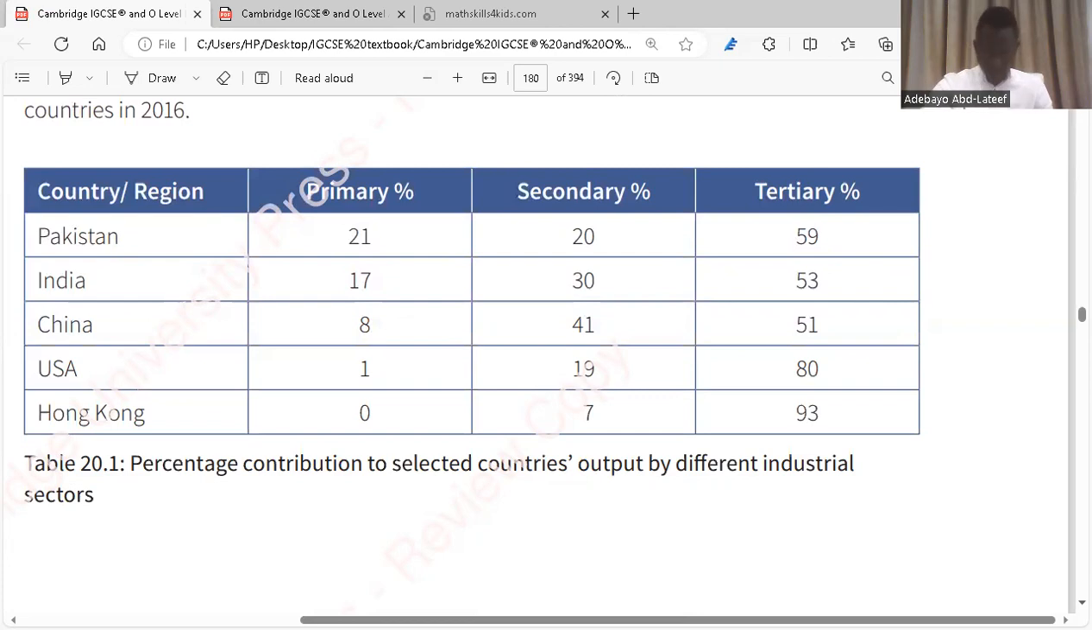India is second. In the secondary sector, we have those countries: Pakistan, USA, they have less proportion, and Hong Kong. So it means India and China rely more on the secondary sector. Do you understand? Yes.